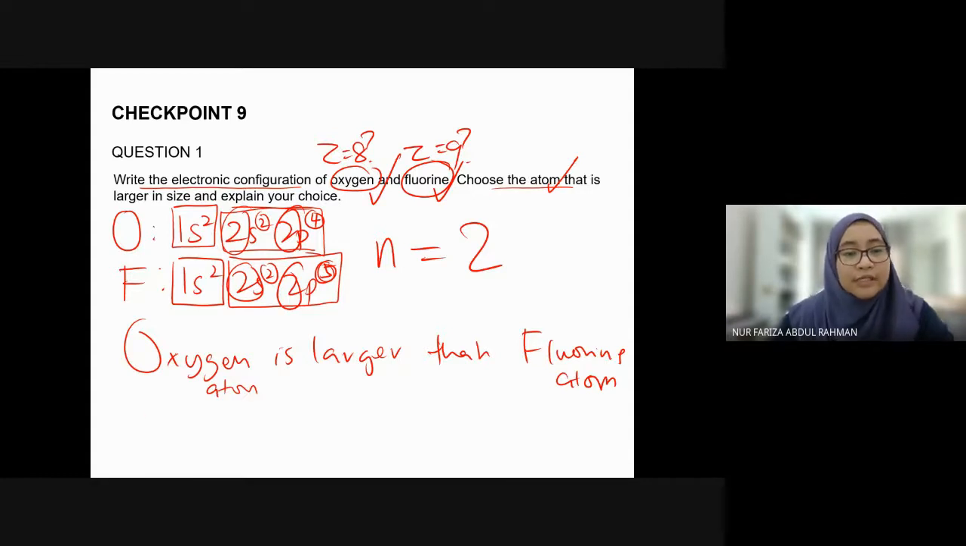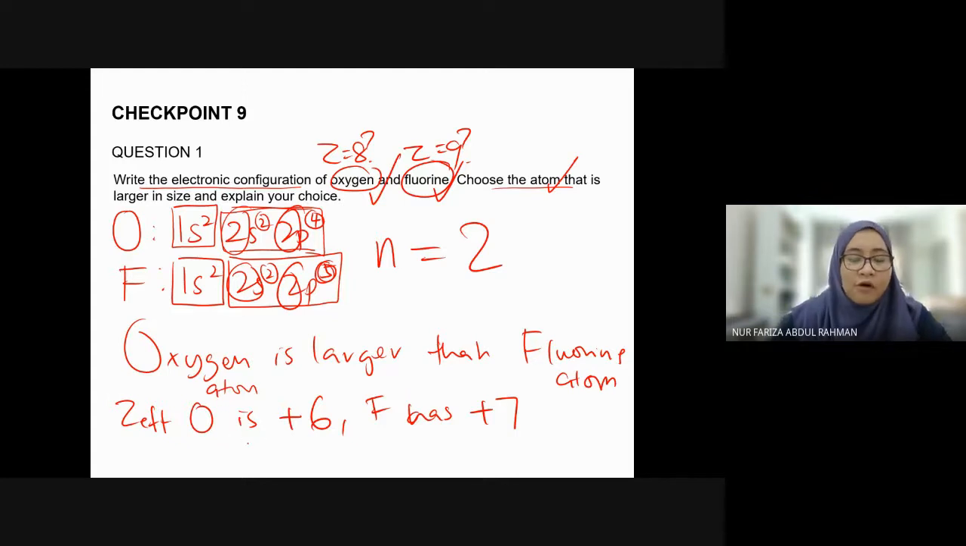So you have to calculate. Okay, the Z effective for oxygen is positive 6. Okay, and fluorine has positive 7. Okay, so Z effective of oxygen is lesser or smaller. Okay, smaller Z effective, yang sama waktu dengan dia lah ya. Tak semestinya exactly the same macam ni, tapi you have to have that point lah. Z effective of oxygen is lesser than the Z effective of fluorine.